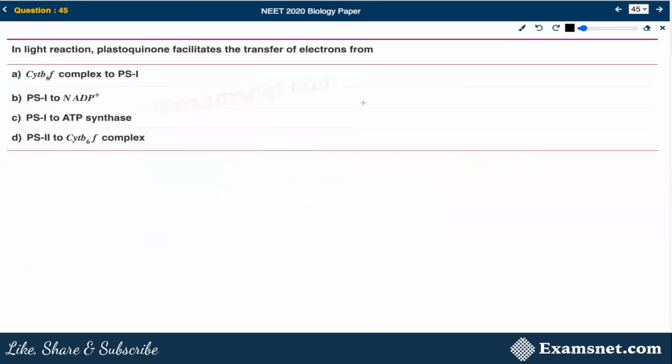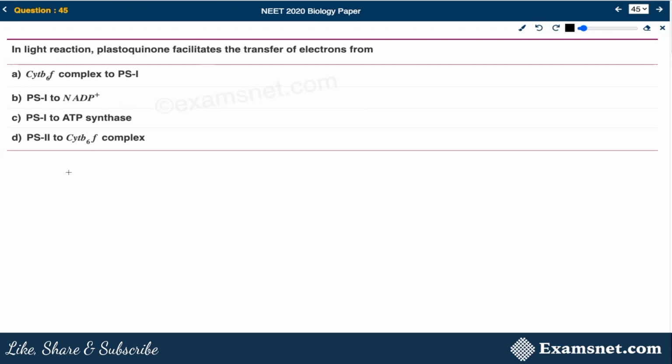Now, the next question is that in the light reaction, if we have to consider, then plastoquinone facilitates the transfer of electrons from... All right. So it is talking about the light reaction, and this is talking about plastoquinone. This is basically an electron carrier which is involved in the non-cyclic electron transport process. So we can first have a look into the explanation, and then we will find out where it is going to transfer it.